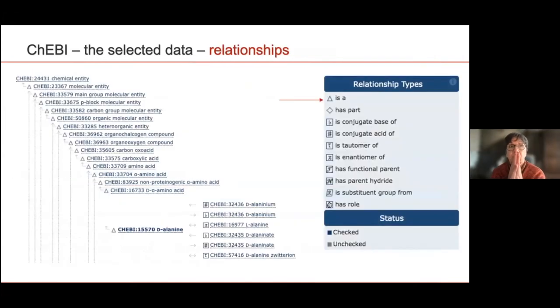KB is an ontology, so that means it represents concepts, but also relations between these concepts. Here you have an example of the relationships that you can find in KB. They have some typical relationships that we can find in all resources, like is-a or has-part relationships. Here with the triangle, it's the is-a relationship. That means D-alanine is a D-alpha amino acid, is a non-proteogenic alpha amino acid, is an alpha amino acid, et cetera.